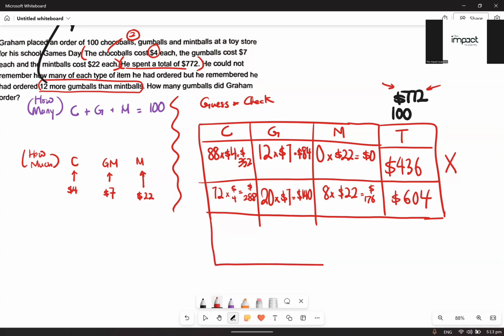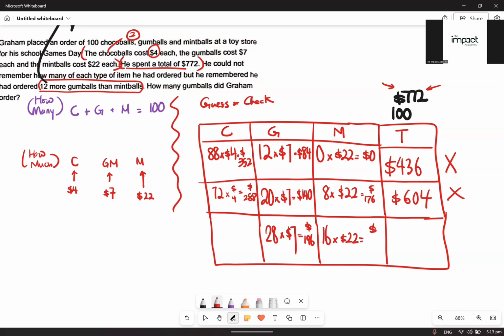Okay, let's continue to try that. So this is also not the answer, but I'm very, very close. Let's try a bit more gumballs, okay? We go with 28 gumballs times $7, 28 times 7, we get to an answer of 196. So if I have 28 gumballs, that means I must have 16 mint balls. 16 mint balls, and we get to an answer of $352.